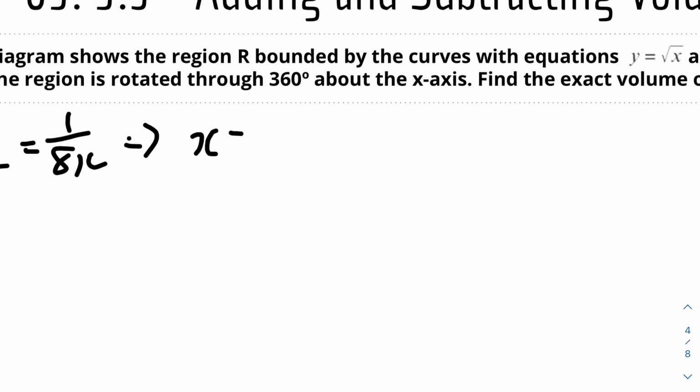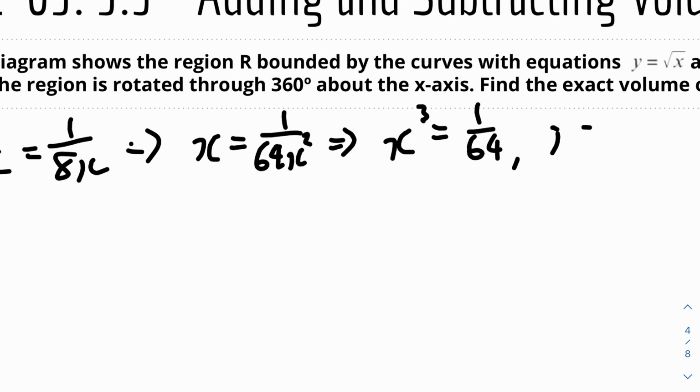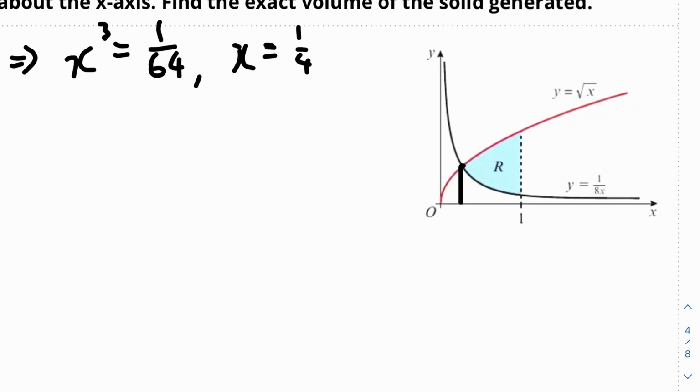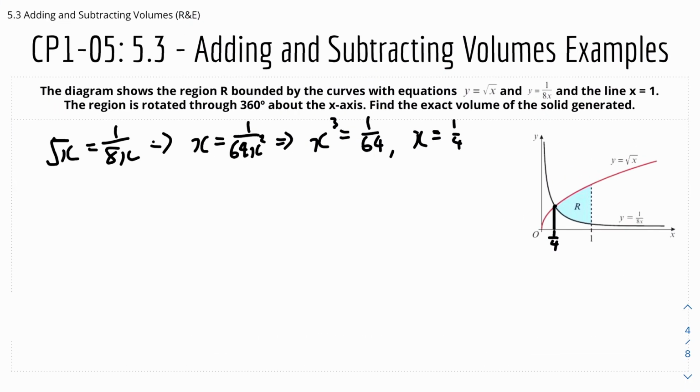Sorry, just x equals 1 over 64 x squared. So it'll be x cubed equals 1 over 64, and therefore x equals 1 over 4. So that's 1 over 4. So that means this point right here is 1 over 4. Right? So let me just rub this out.